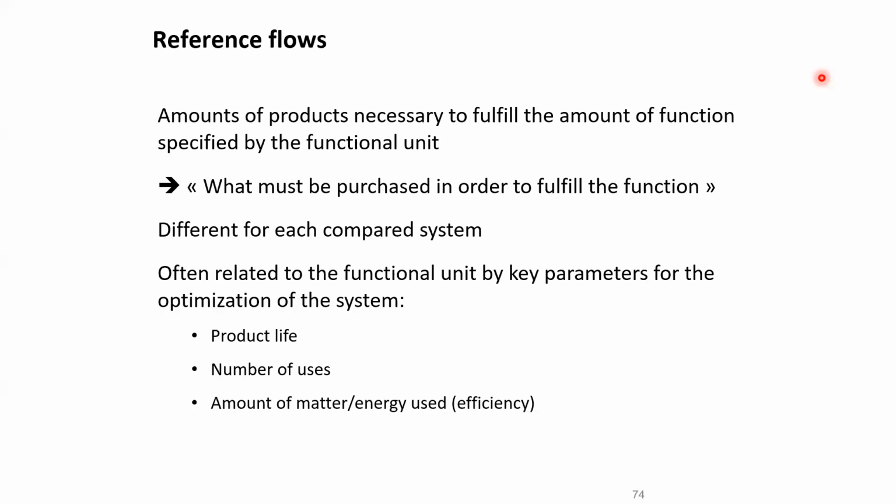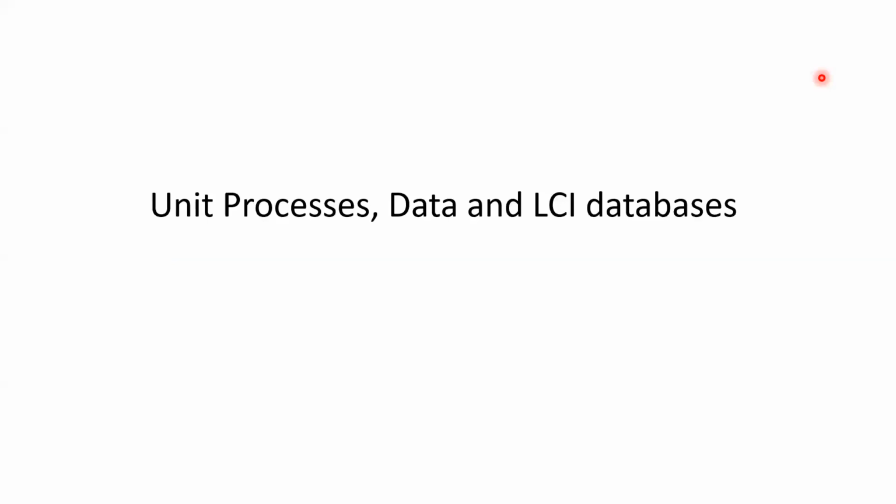Then we have the reference flows, the amount of product necessary to fulfill the amount of function. So it's what must be purchased in order to fulfill the function. It's different for each compared system. So product life, number of users, and all that. Unit process data and LCI.